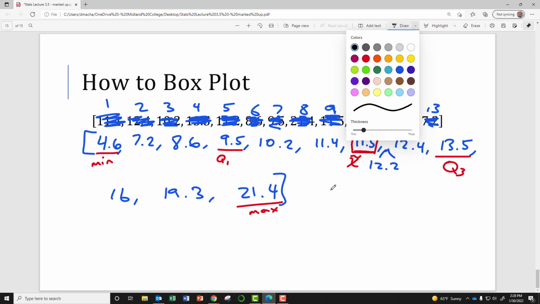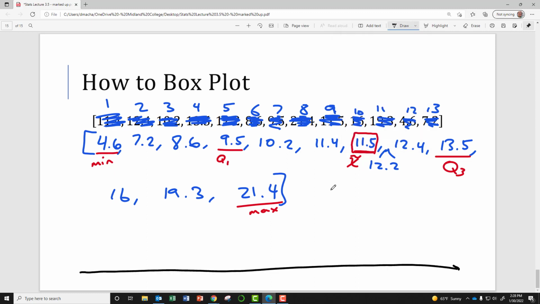Okay, so then after I've found my 5-number summary, I'm going to draw a little number line here. And I'm going to make sure that my number line is scaled so that I am including the minimum and including the maximum here. And so maybe I scale it from 0 to 30, so the midpoint would be like 15, and then I need 20 and 25 in here, and then 10 and 5. So I've got a little number line going on.